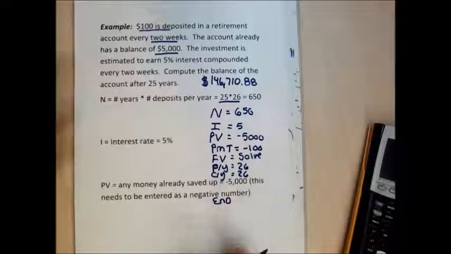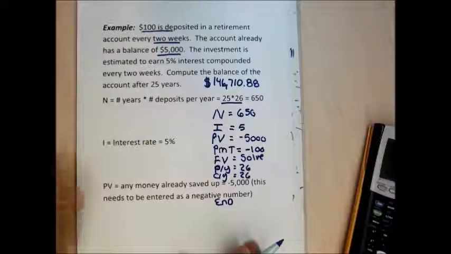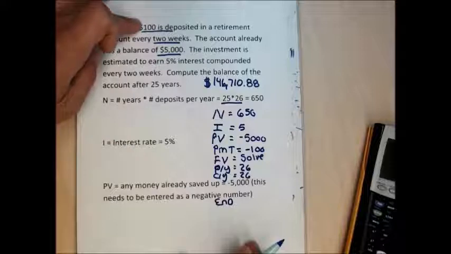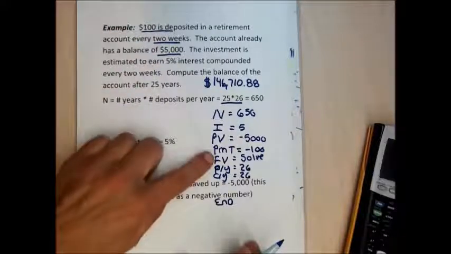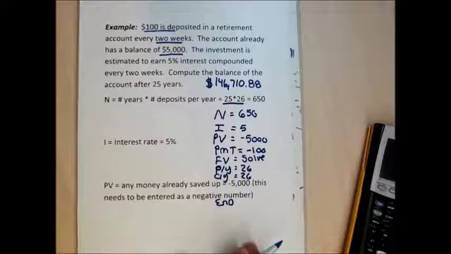So the only difference between this problem, which probably makes it more realistic for a lot of people, is we have a small balance in our retirement account, and we're still adding to it. When that's the case, the amount that you're depositing every paycheck goes in negative in the PMT. The amount that you currently have saved up goes into the PV as a negative as well.